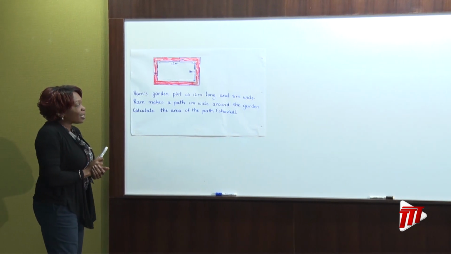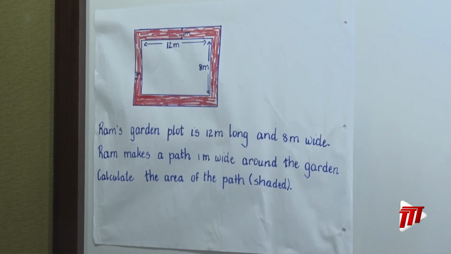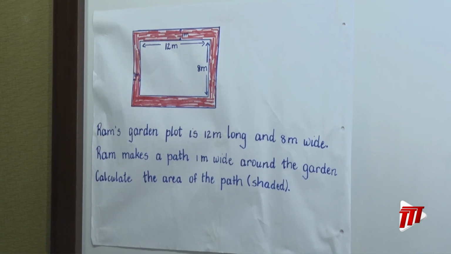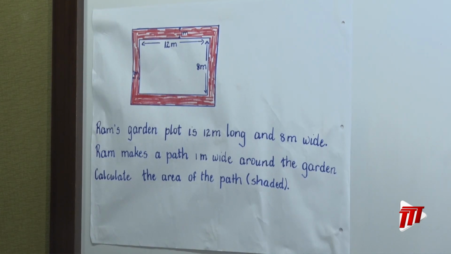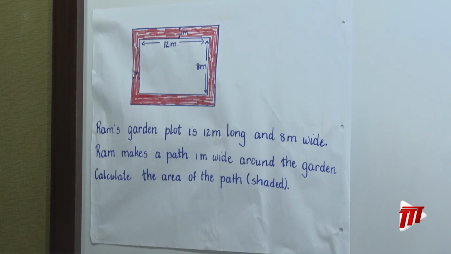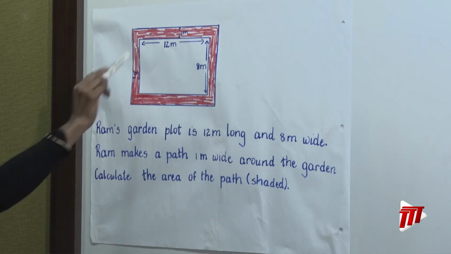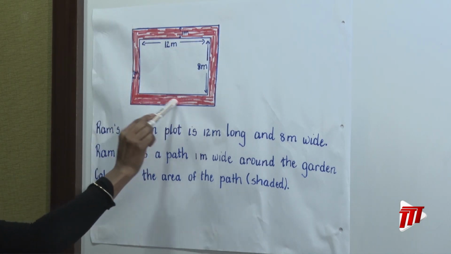Ram's garden plot is 12 meters long and 8 meters wide. Ram makes a path 1 meter wide around the garden. Calculate the area of the path, which is shaded. Let's read it again. Ram's garden plot is 12 meters long and 8 meters wide. Ram makes a path 1 meter wide around the garden. Calculate the area of the path. So this represents the path here. So that's the final answer that we have to determine.